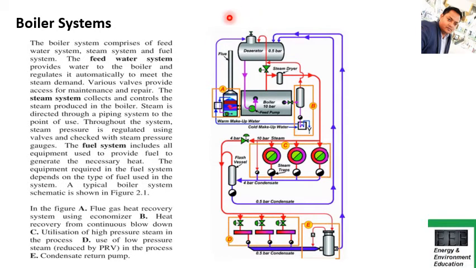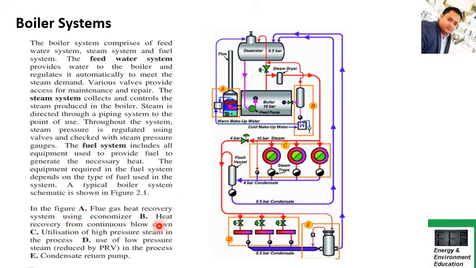Now this particular picture is also equally important, friends. In the exam they give you this picture and ask you to explain the entire picture, and also they give you the different parts A, B, C, D, E, and ask you to explain the different parts given in this picture, friends. So you can see here A is the flue gas heat recovery system using economizer. This is the economizer and this is the heat recovery system from the flue gas. So this is part A.